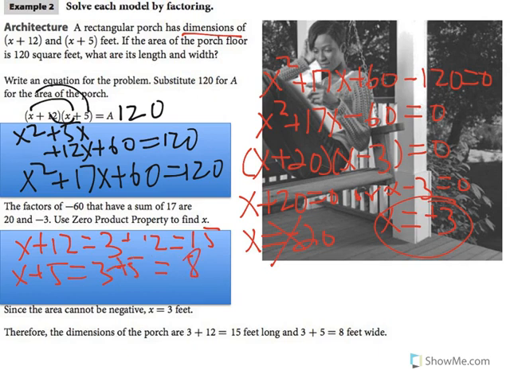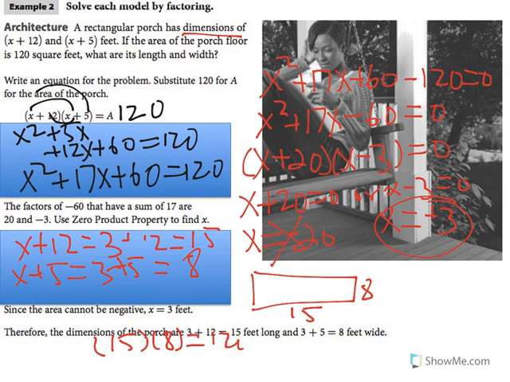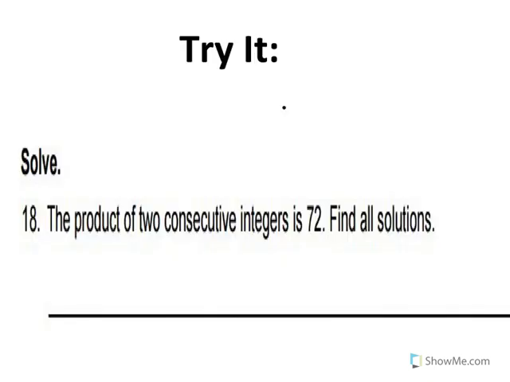Okay, so then the dimensions of the porch are 15 and 8. And to check our answer, we can do 15 times 8, and the answer is 120. And this is in terms of feet, right? So make sure that you include the correct unit. Okay, let's go on to our next one.